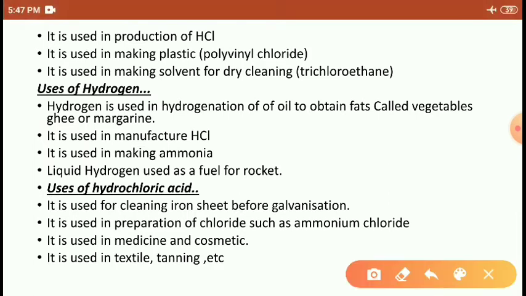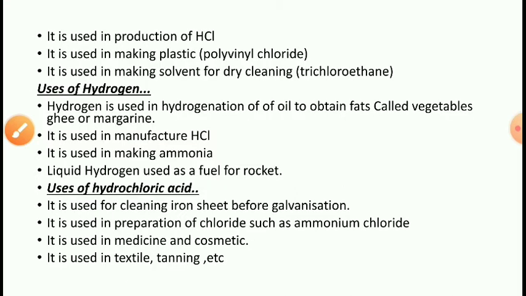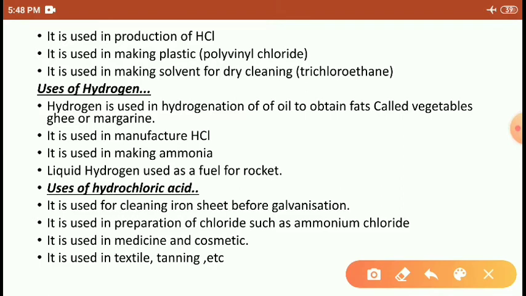And next is the production of HCl and making plastics, that is polyvinyl chloride, whose short form is PVC. It is also used in making solvents for dry cleaning. Now I will explain, students, it is used for dry cleaning. In dry cleaning, which chemical is used? Trichloroethane. The chemical trichloroethane is used to bleach the cloth. Right, friends? Okay, next are the uses of hydrogen.